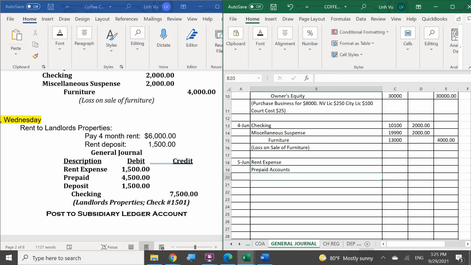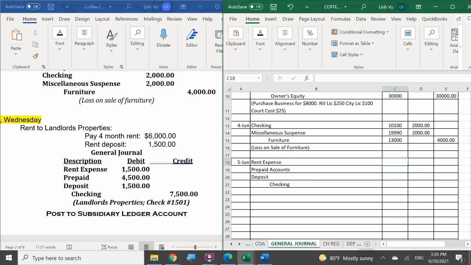And of course, we also made a deposit, right? And then last but not least, we need to credit our checking account because we're decreasing the money in our checking account. We spent money and wrote a check out. Okay, so again, let's see.